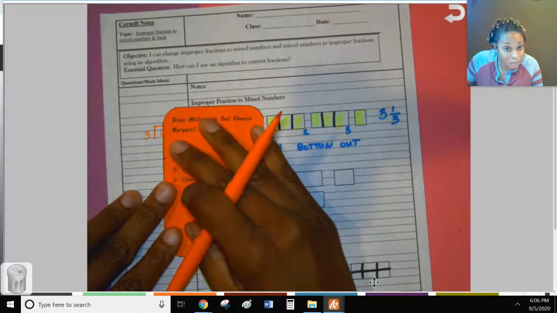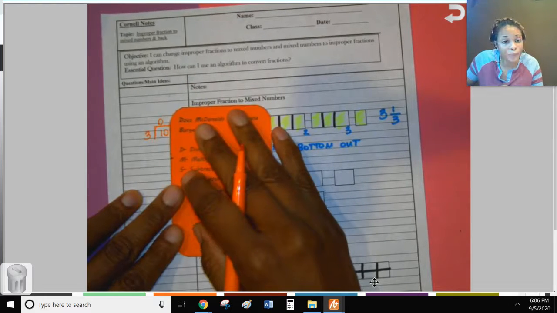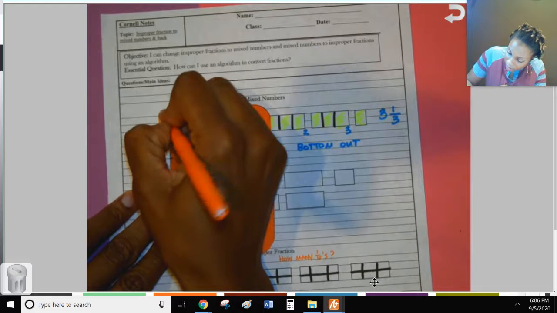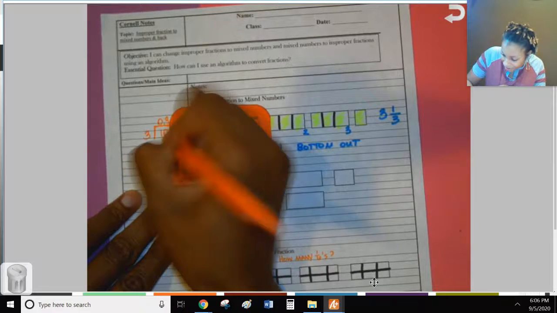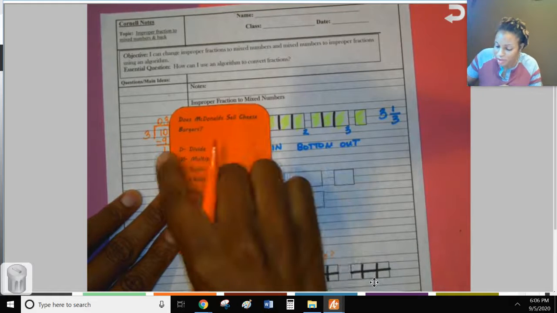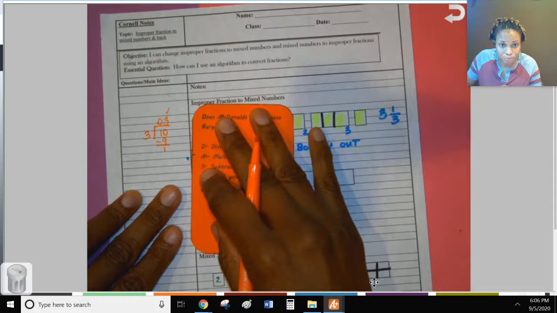Can 3 go into 1? No. Slide my paper. Can 3 go into 10? Yes. How many times? 3 times. 3 times 3 is 9. I subtract, I get 1. Check. Is 1 less than 3? Yes. Then I slide my paper over.